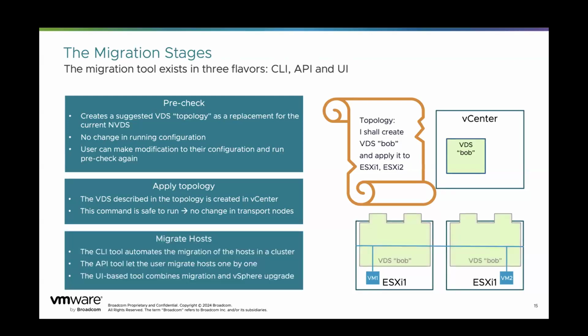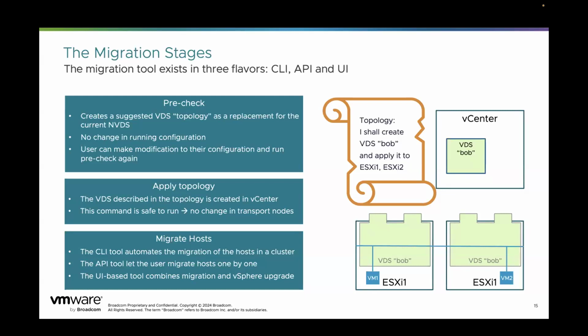The next stage is the one that is really important. That's where we're going to indeed migrate the host, meaning that we're going to need to evacuate the virtual machines, turn our nVDS-based ESXi host into a VDS-based one, and put it back in service. So the CLI tool and API and UI tool are behaving slightly differently in this matter. The CLI tool has a kind of script that automates the migration of the hosts in the cluster, and that's why it's the most spectacular one. That's the one I'm going to show you in the little demo at the end.